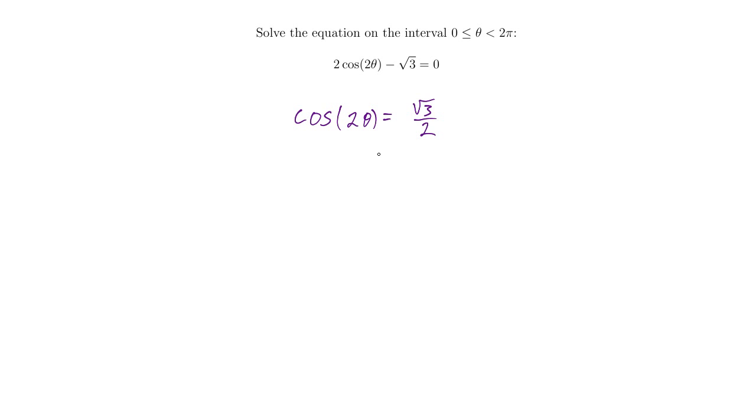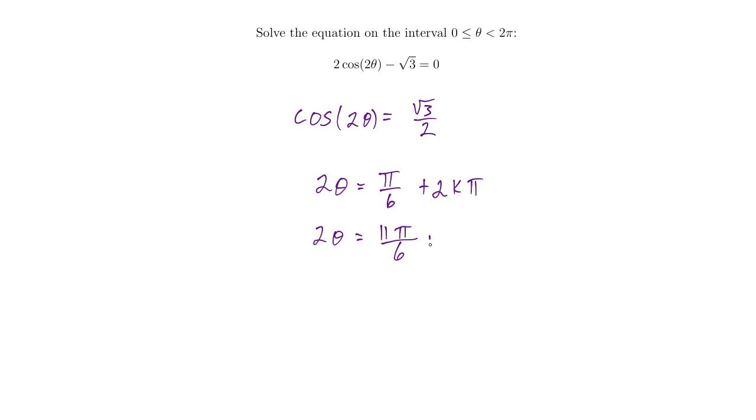And now that should allow us to figure out what the angle is. The angle, 2 theta, just like before, could be pi over 6, or 2 theta could be equal to 11 pi over 6. The next step is going to be to solve for theta, so I'm going to need to divide both sides by 2. But before I do that, I must add 2k pi to both of these.